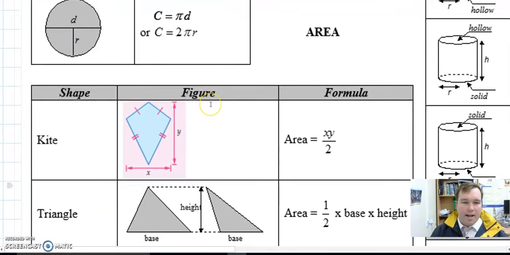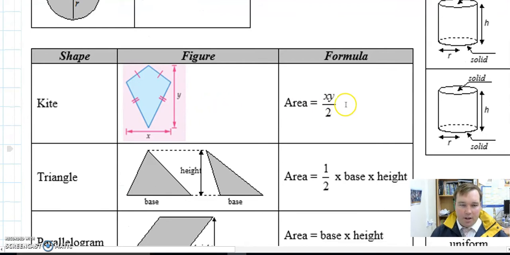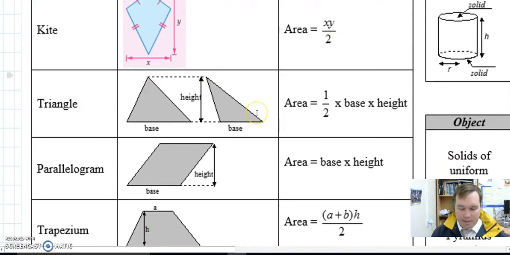Alright, looking at area questions. Area, kite, x and y. Height, base of a triangle. We'll do more on triangles below, but it's important to remember that the height of a triangle is not always an edge of the triangle. So many people would look at this bit here and say that's the height. It's not, it's the perpendicular height.